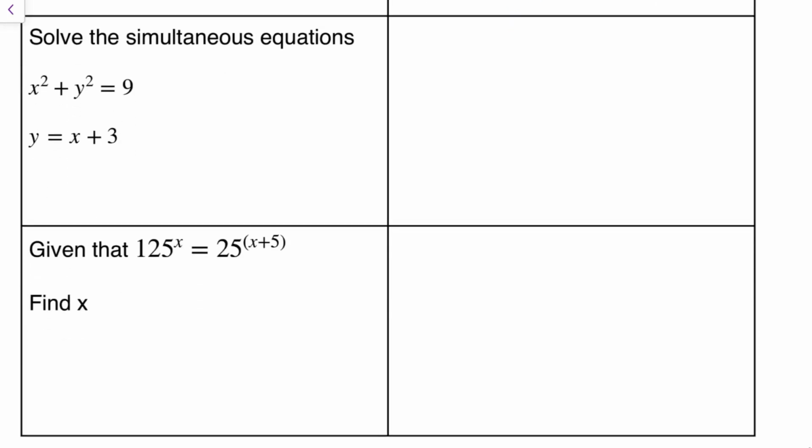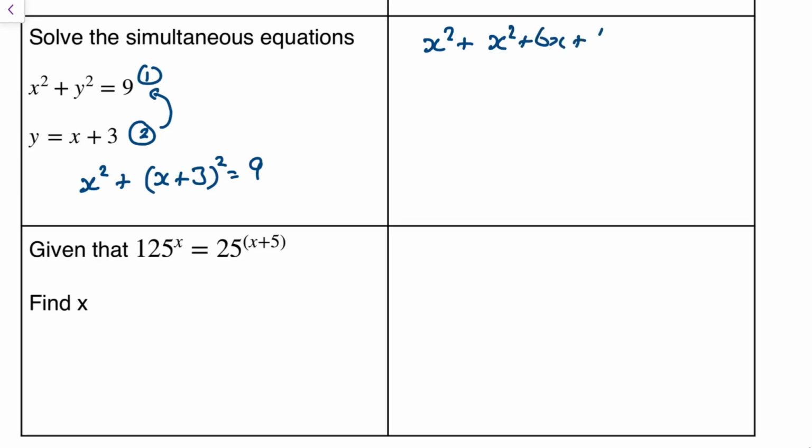Okay, I've got another simultaneous equation. We seem to get quite a few of these at the moment. I'm going to take equation 2. This one looks a little bit easier than before. I'm going to put this into equation 1. So that's going to be x squared, replacing my y squared with x plus 3 squared, and that's going to equal 9. So x squared plus x plus 3 squared, which is x squared plus 6x plus 9, is equal to 9.